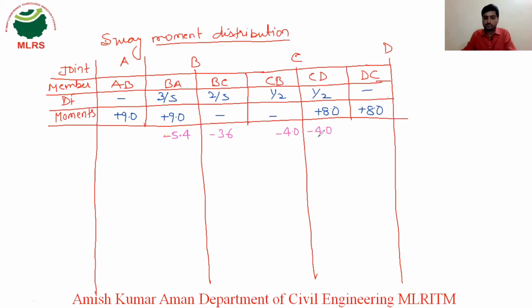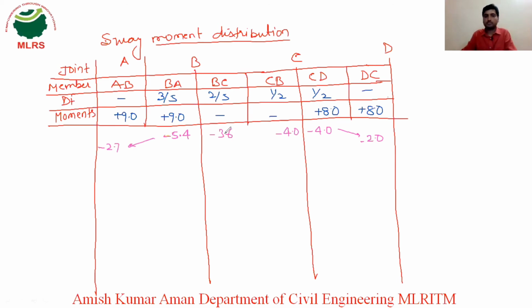Now what we need to do is carry over. So this 4 will be minus 2.0. For this 5.4, it will be minus 2.7.